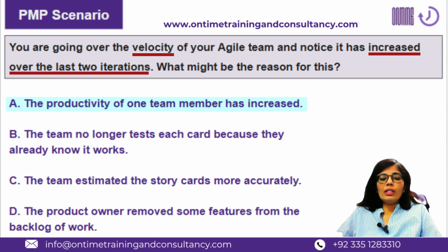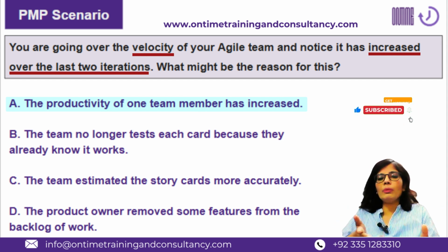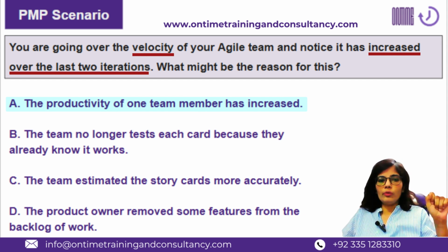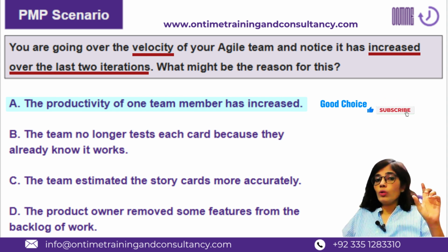A, the productivity of one team member has increased. An Agile team can have multiple team members, up to 10 as per the best practices of the Scrum framework. If the productivity of any team member or a couple of team members increases, it automatically means that they are performing better, which means their work is going to be contributed towards the team velocity metric, right? So option A is a very obvious thing to consider, as it directly correlates with improved performance. So we are going to keep option A.